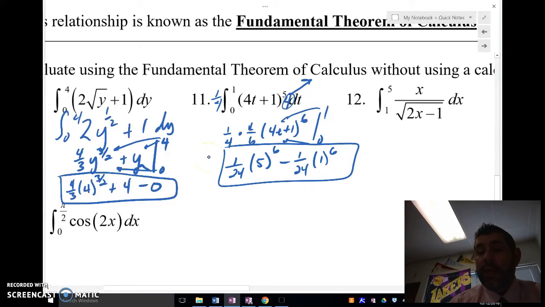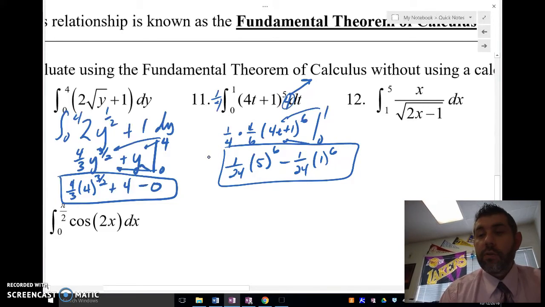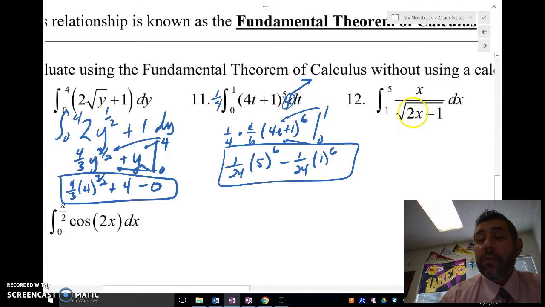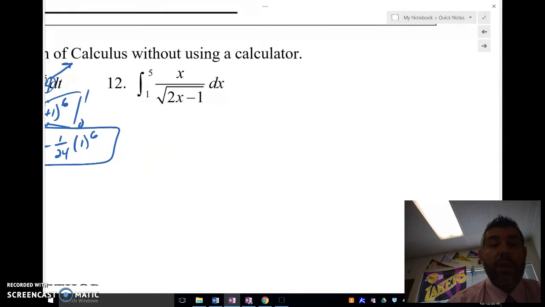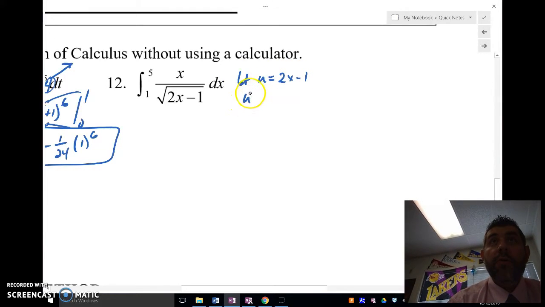Let's go on to the next one. What's going on here? Now this one's a u substitution here, right? Because I've got a 2x minus 1 in a square root here. So I'm going to do some u substitution. So let me get some more room here so we can see what I'm doing. I'm going to go ahead and let u be equal to 2x minus 1. I'm going to go ahead and solve for x. And then I'm going to get 1/2 du equals dx.